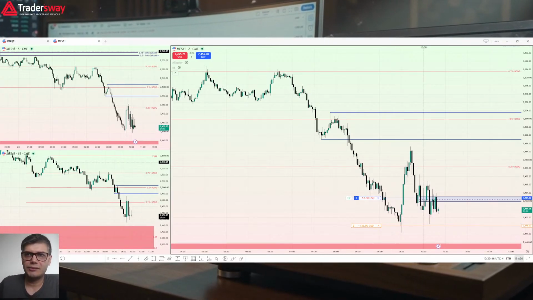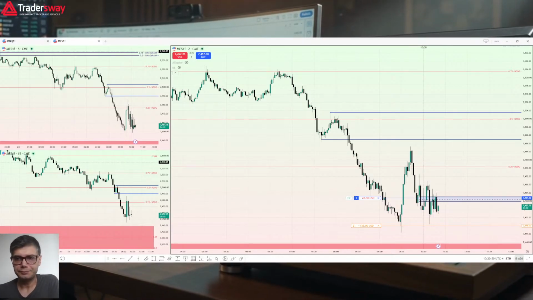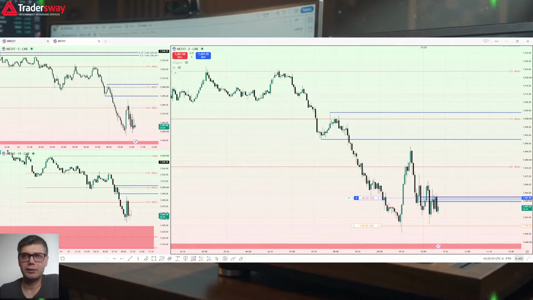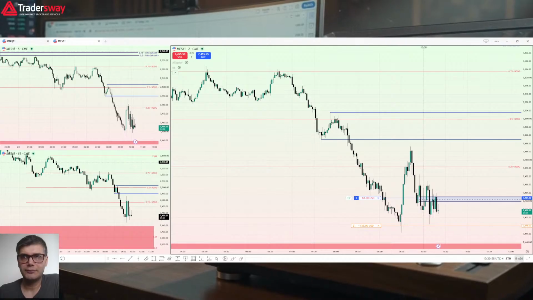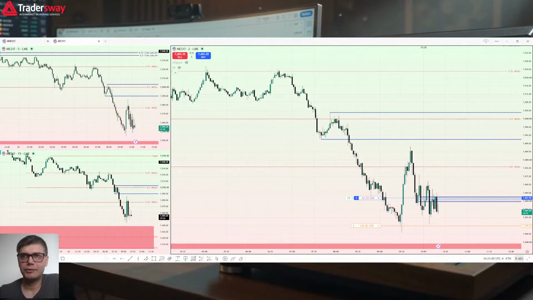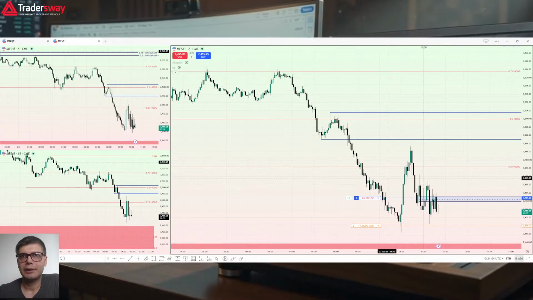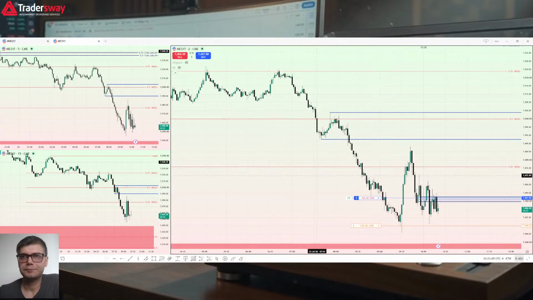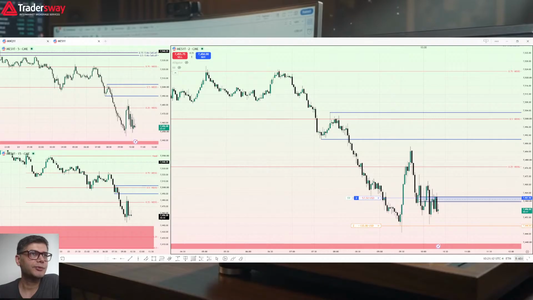This is like a C minus trading setup. This is a very bad trade. C minus. I don't have any confirmations. I just left one order in case at 10 a.m. we get a spike up. That's all. That's about it. Otherwise, there is no logic behind this trade.